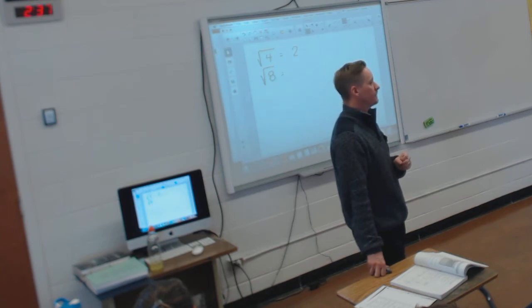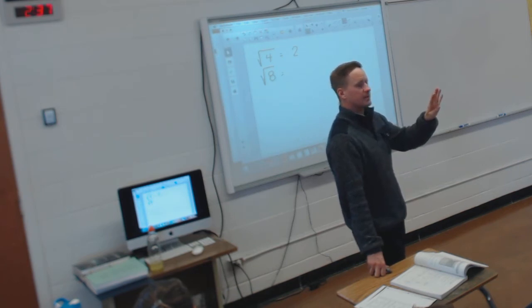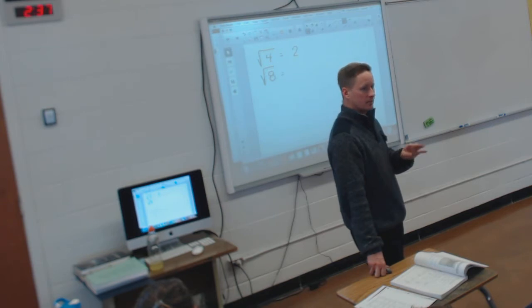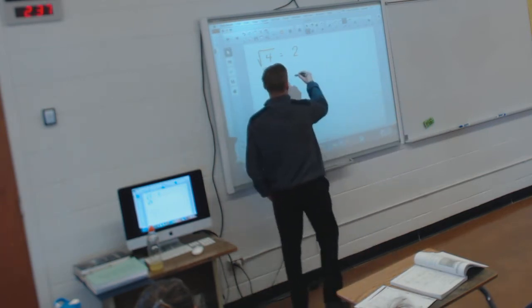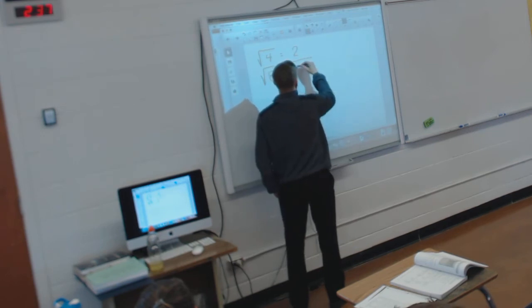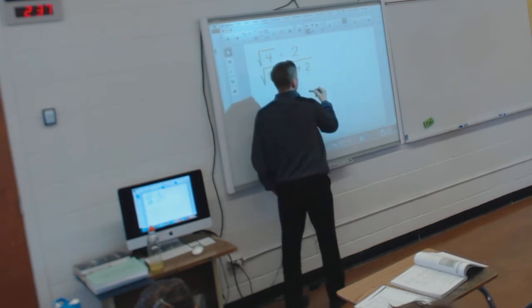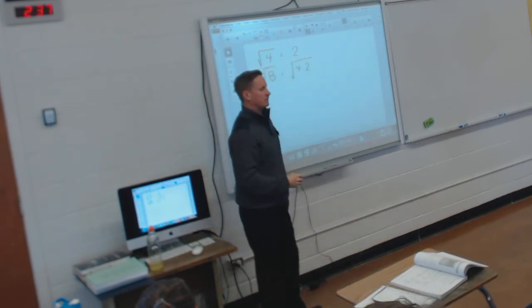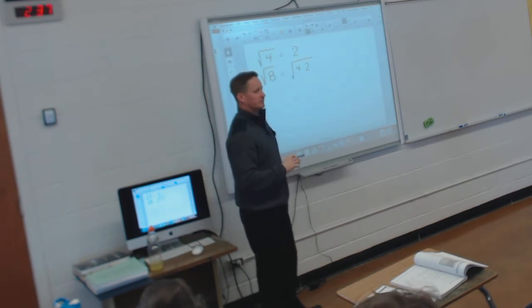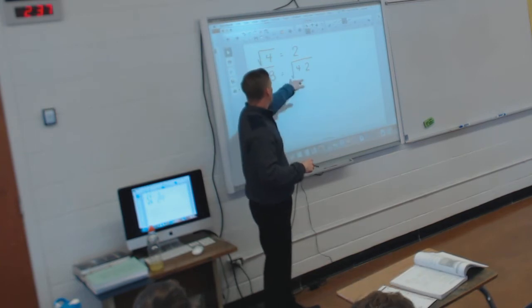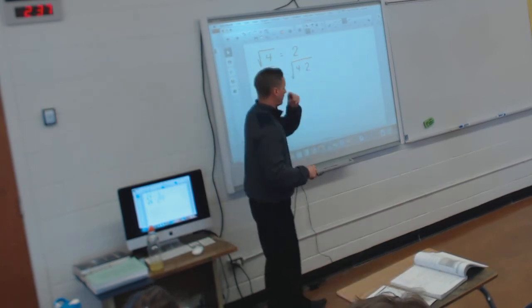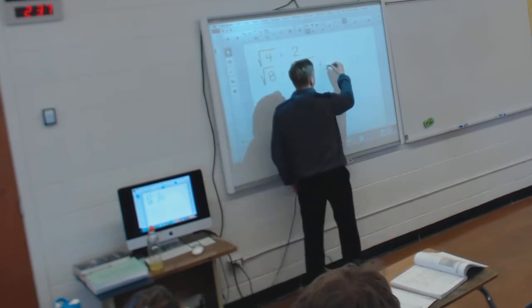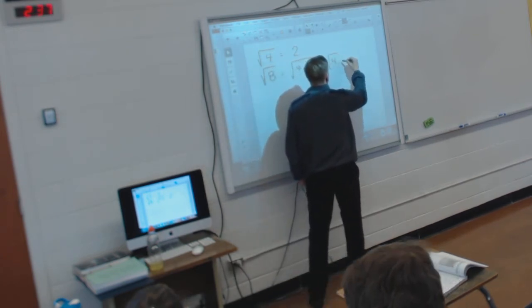How many times does 4 go into 8? Twice. Okay, excellent. So I'm going to change this now to 4 times 2. Don't write this down, because I'm going to do way fewer steps than I'm going to show you now. So you agree with me that the square root of 8 is the square root of 4 times 2? This is new to you. I can separate those.